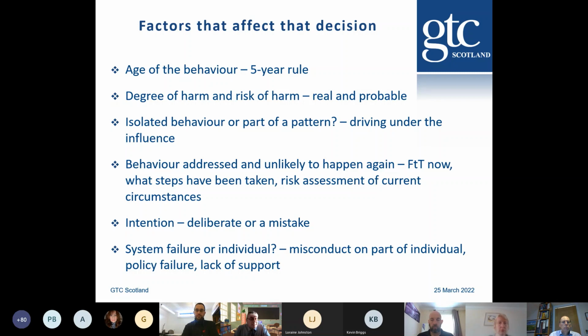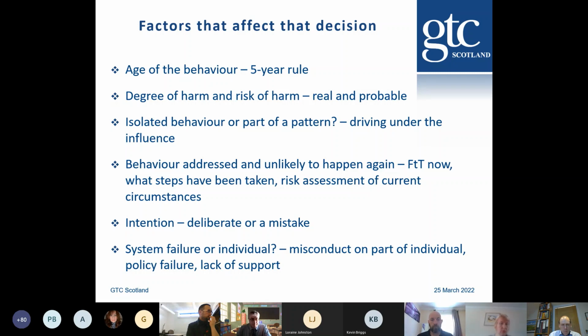We would ask, has the behaviour been addressed and is it likely or unlikely to happen again? Remember, when we're talking about fitness to teach, it's about fitness to teach in the here and now. We will look at the steps that have been taken to address any shortfalls in behaviour. We basically do a risk assessment of current circumstances. And a key consideration in any case that we look at, as I've already touched on, are openness, honesty, reflection and insight.